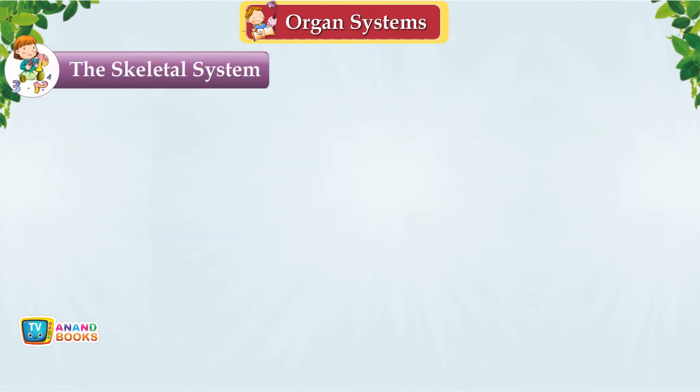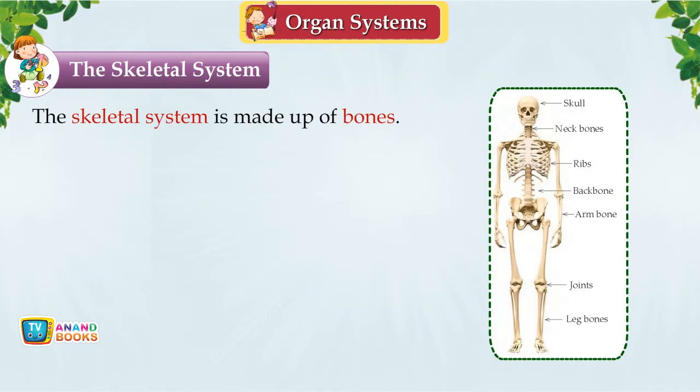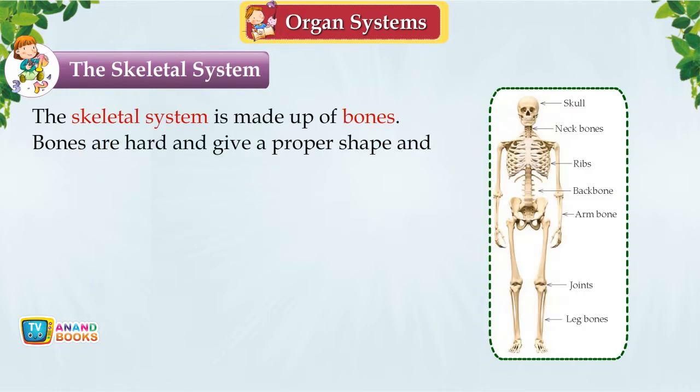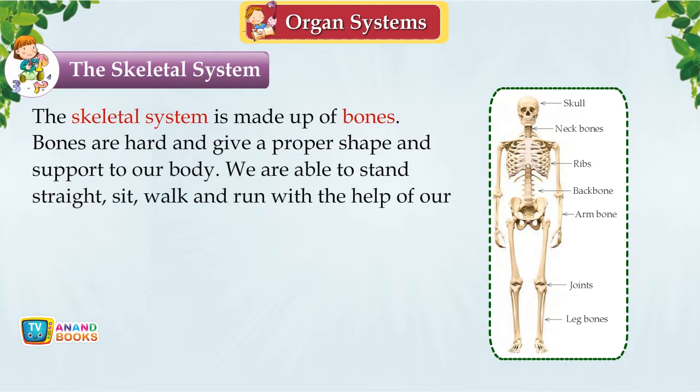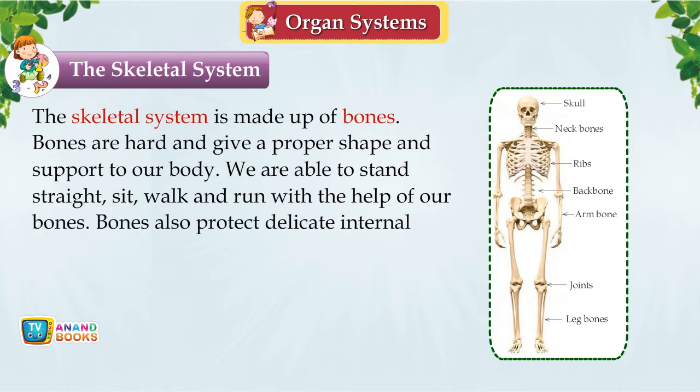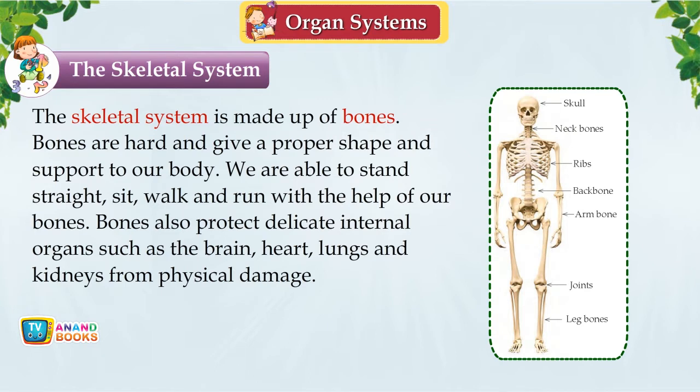The skeleton system. The skeleton system is made up of bones. Bones are hard and give a proper shape and support to our body. We are able to stand straight, sit, walk and run with the help of our bones. Bones also protect delicate internal organs such as the brain, heart, lungs, and kidneys from physical damage.